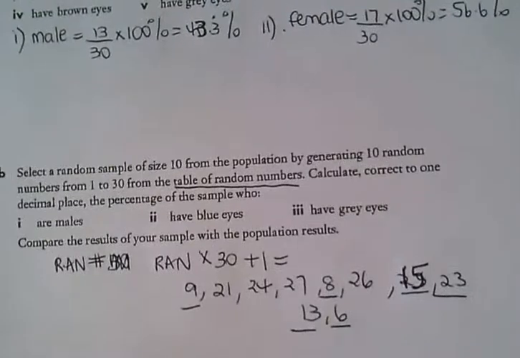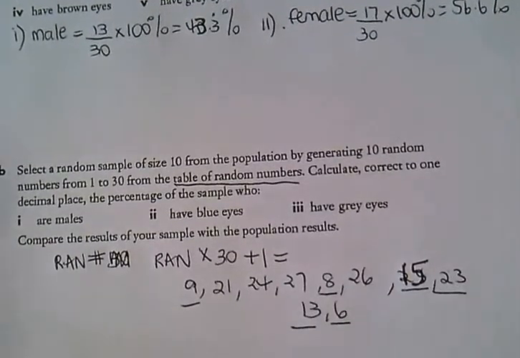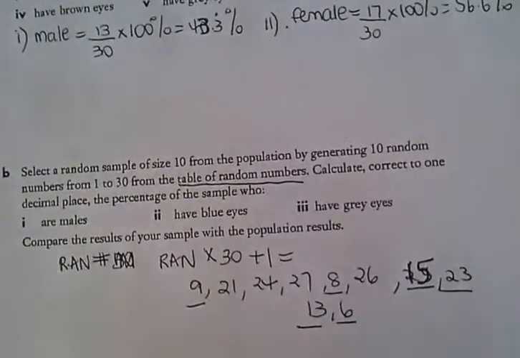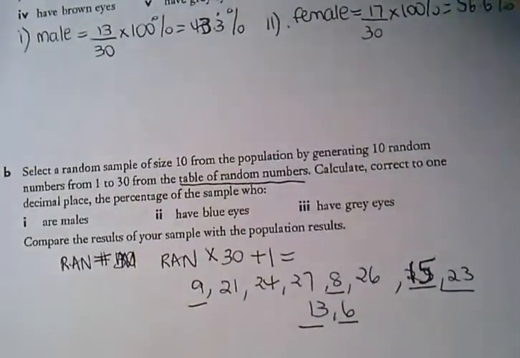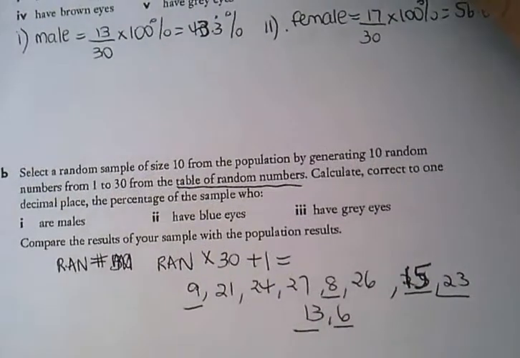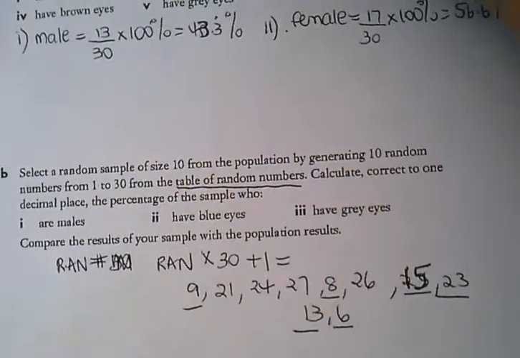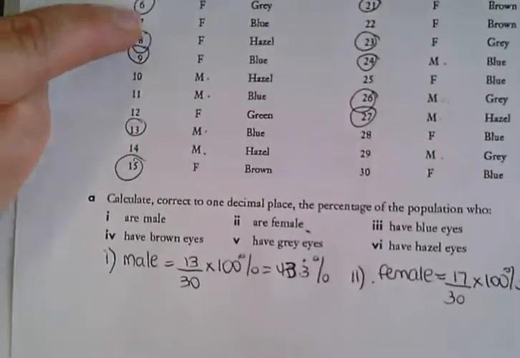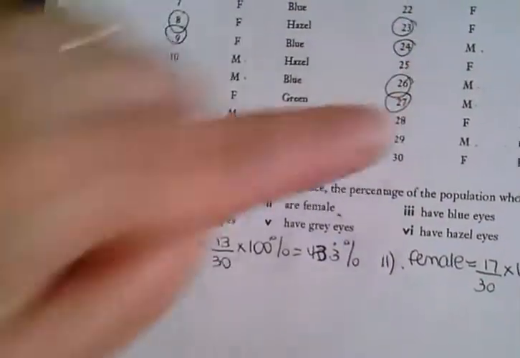So I've chosen 10 random numbers. So what I need to do is circle those numbers on my list. So I'm going to do that now. Number 9, number 21, number 24, number 27, number 8, number 26, 15, 23, 13, and 6. And they're the people I'm going to look at, those 10.